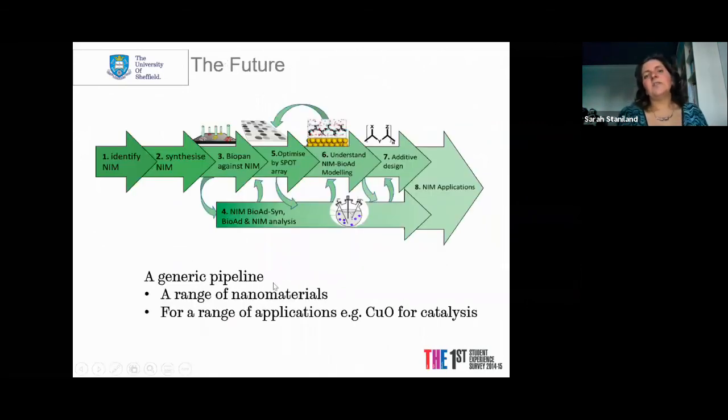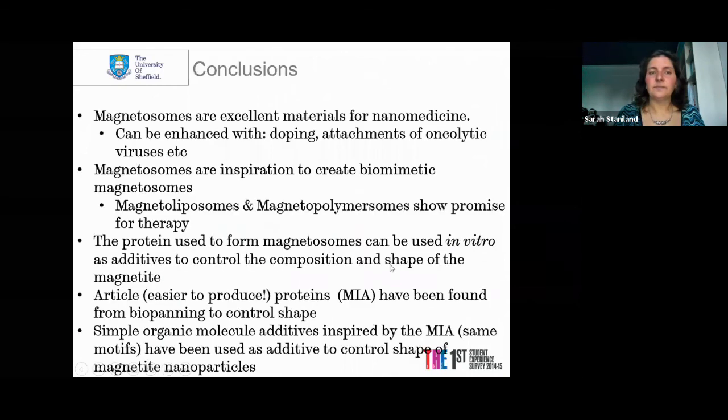So I end by thinking about the future, and I'm proposing this pipeline where we can identify any nanoscale inorganic material, not just magnetic, and we could biopan against those materials. We could optimize that biopanning through this spot array technique. We can understand it more, and then perhaps we could design additives.